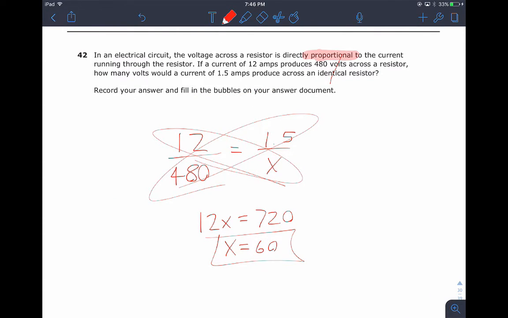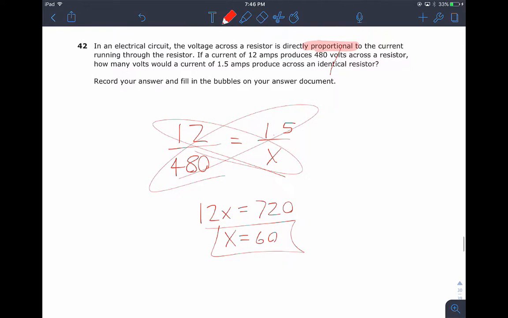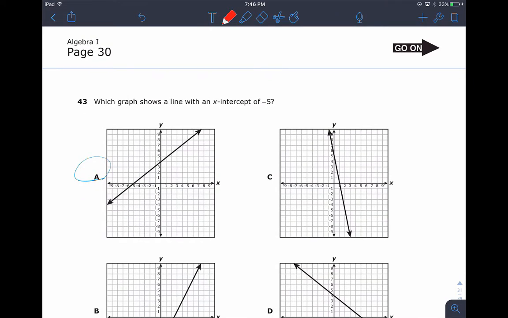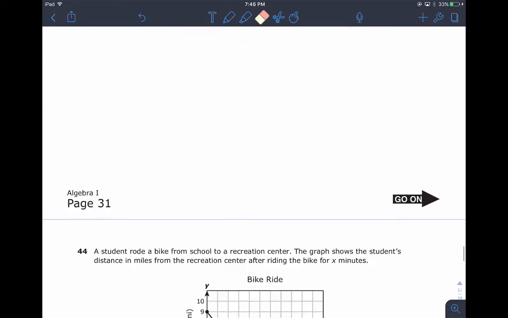So you would just fill in your answer document accordingly. So that one, not too bad. Uh-oh. Guess I already did some of these here with my class.